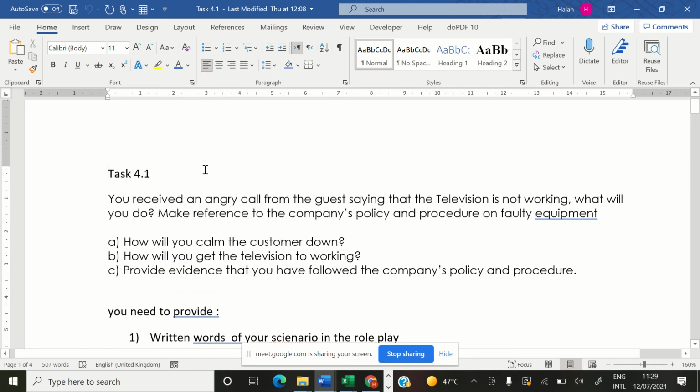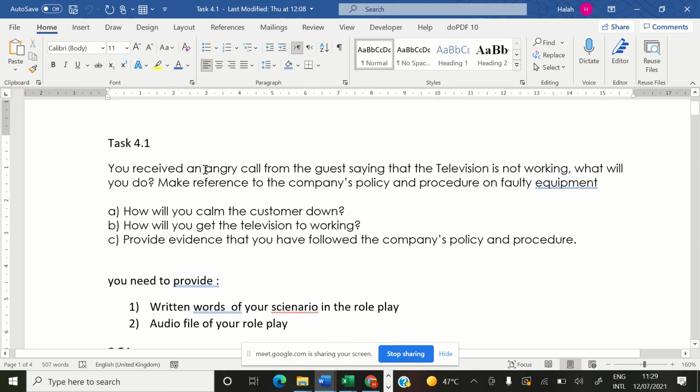In project 3, task 4.1, it's also a role play. You receive an angry call from the guest saying that the television is not working. So basically, this role play will be regarding handling a complaint. We already covered the procedures of handling the complaint.